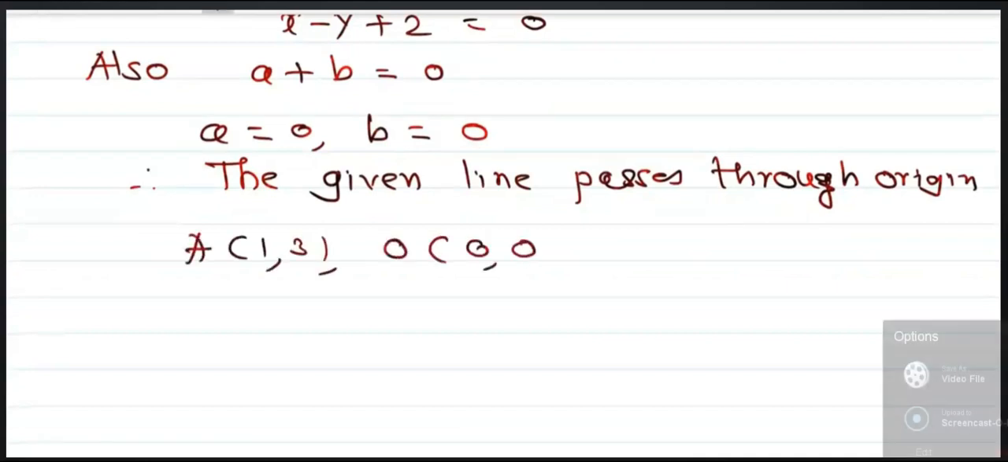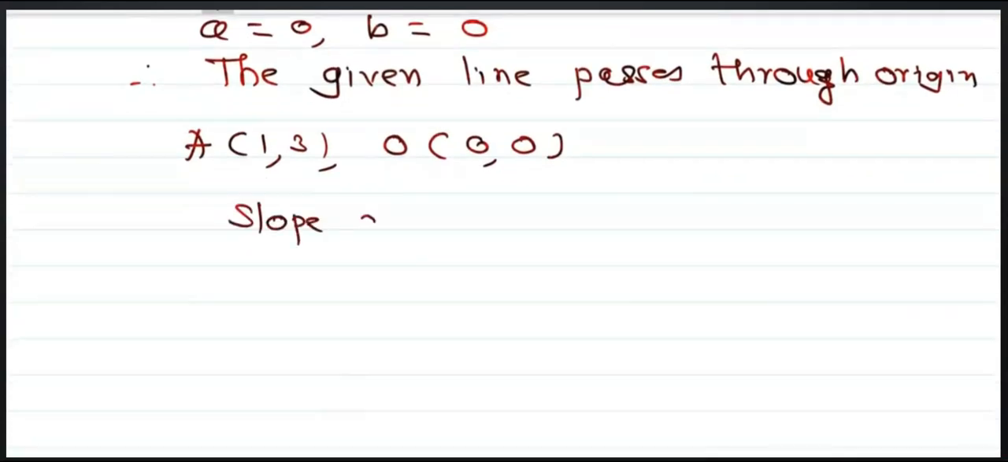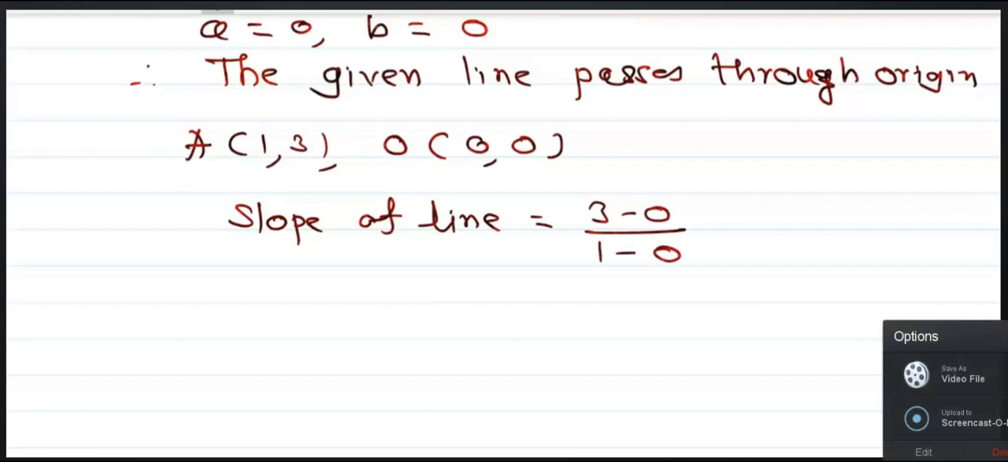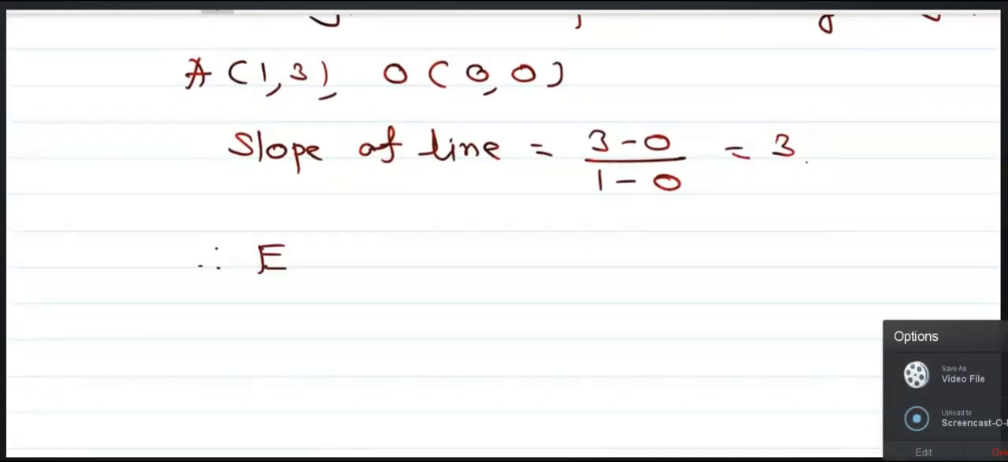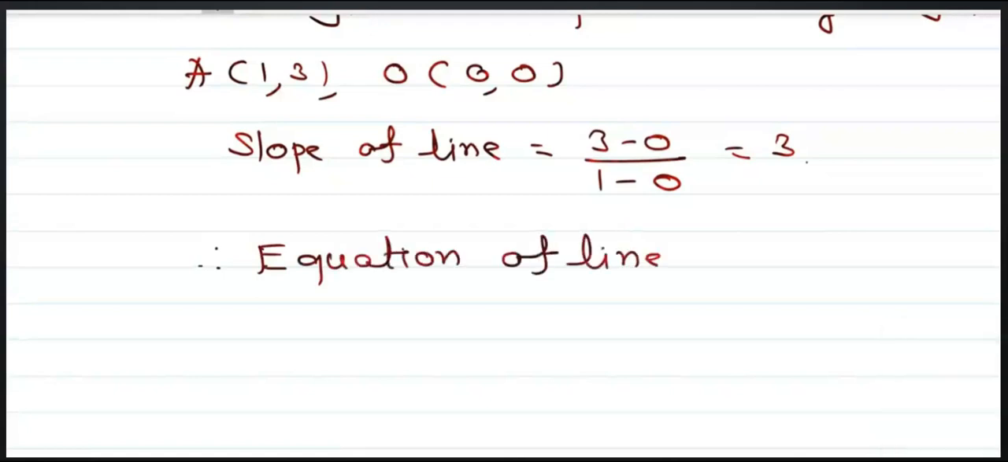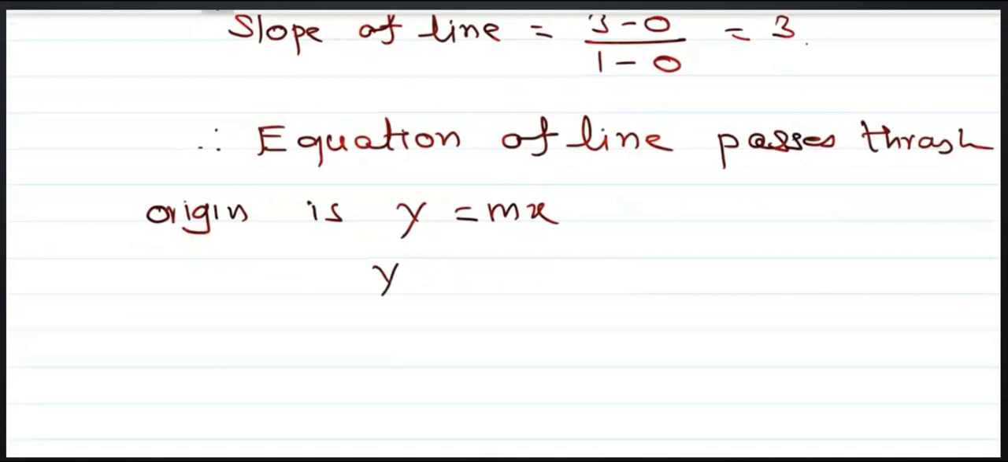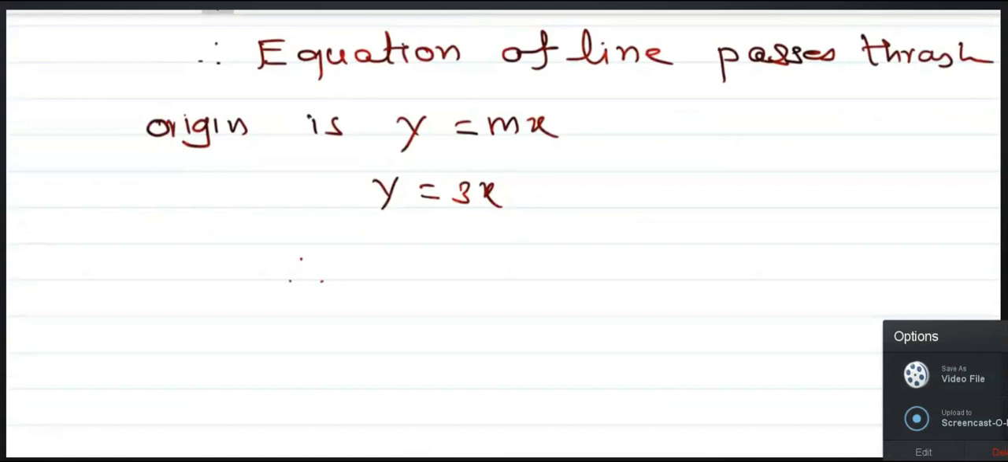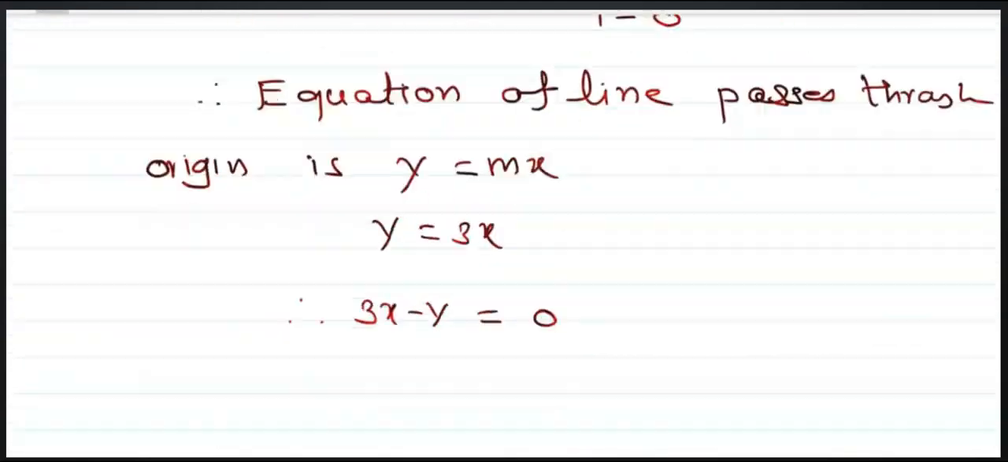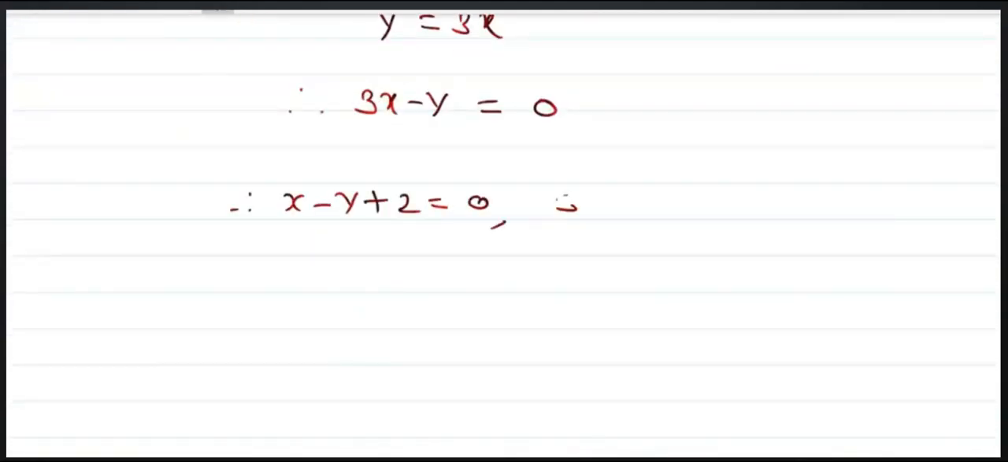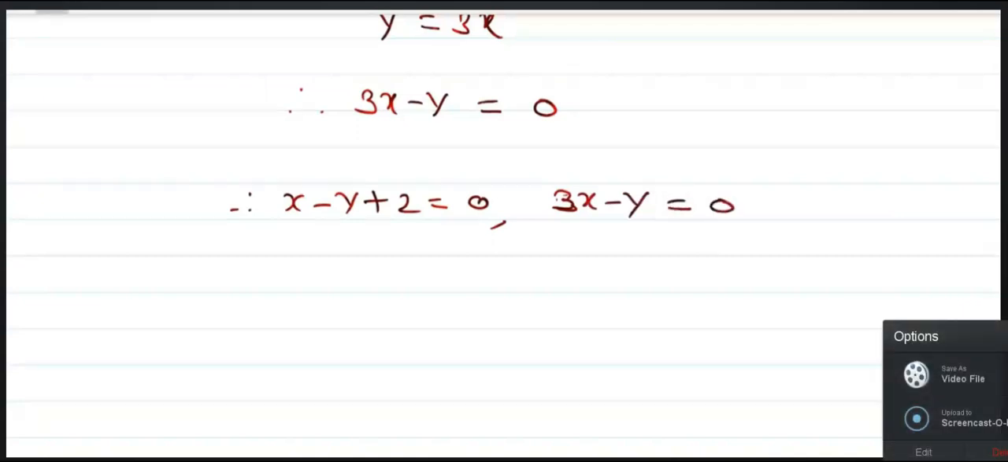Therefore, A(1, 3), O is the origin. Therefore, the slope of the line is 3 minus 0 upon 1 minus 0, and that is equal to 3. Therefore, the equation of the line passing through the origin is y is equal to mx, and that's why the equation of the line is y is equal to 3x, or 3x minus y is equal to 0. This is the equation of the line. These are the two equations of the line.